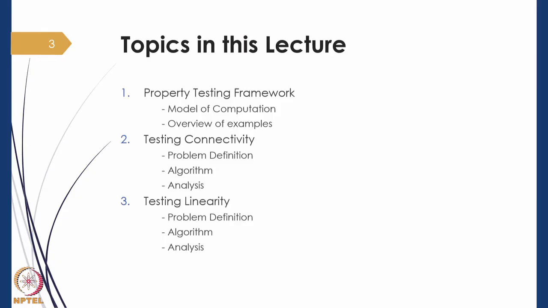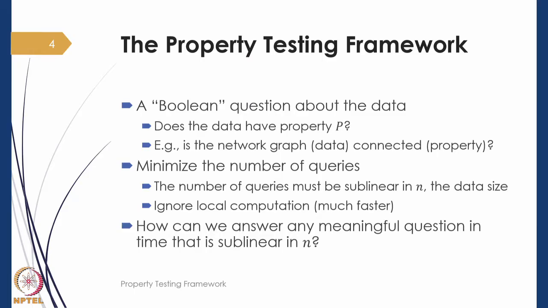In the second and third segments, we will consider two examples. One would be the example of testing connectivity in a graph, and the other will be the example of testing whether a particular Boolean function is linear or not. And of course, we will define all the terms more carefully when we look at these examples. For now, let us look at the property testing framework and build an understanding of what the property testing model is.